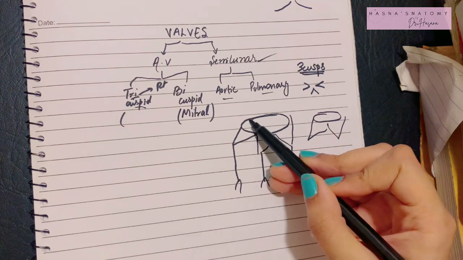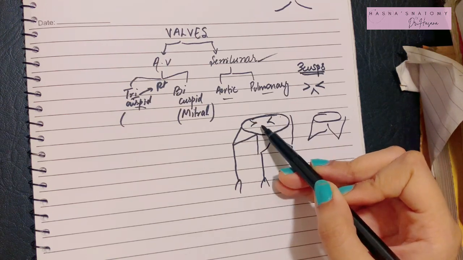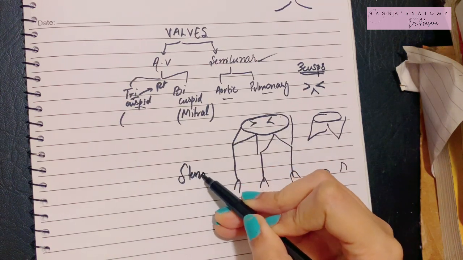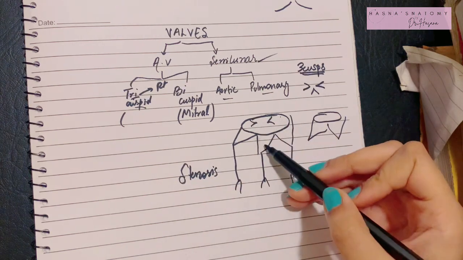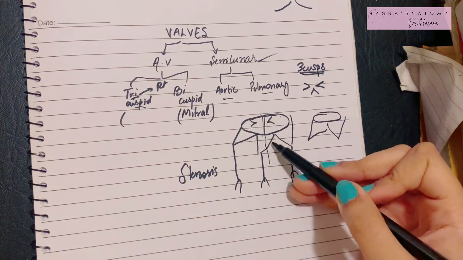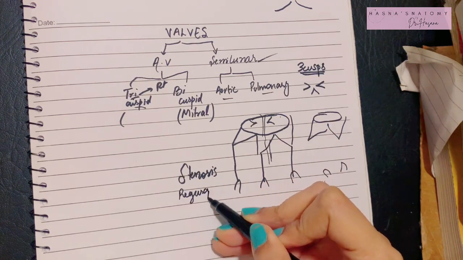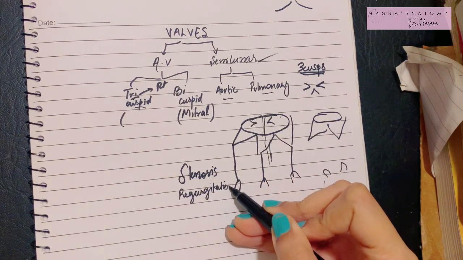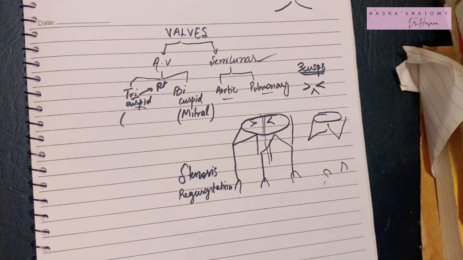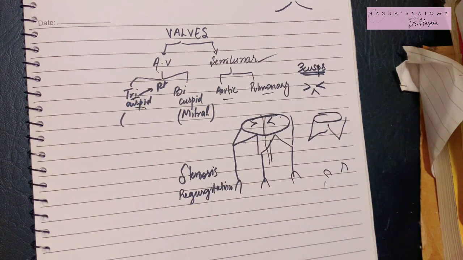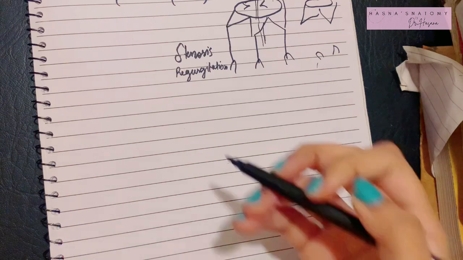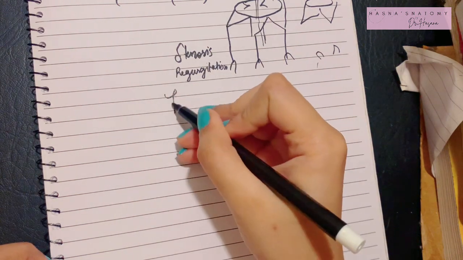Whenever there is any kind of narrowing of these valves, it is known as stenosis. And whenever there is incompetence, or they have an inability to close, they do not close at the right time, it is known as regurgitation. And these can lead to multiple AV defects and affect the function of the heart. Now let's talk about the fibrous skeleton of the heart.